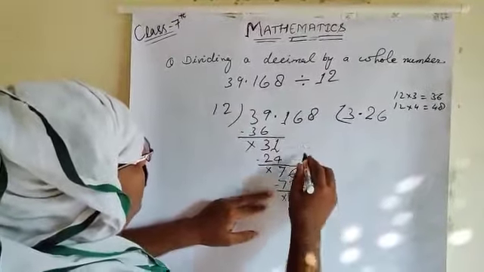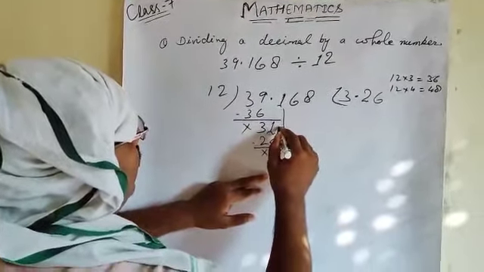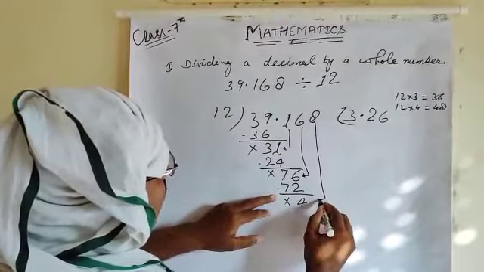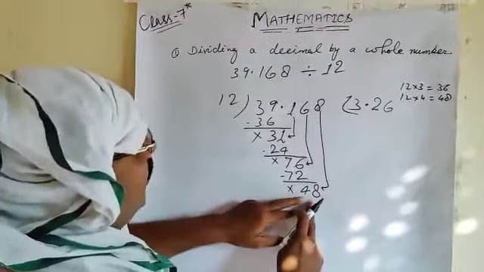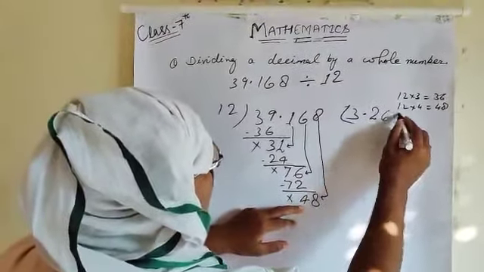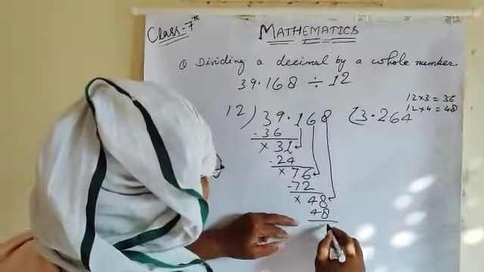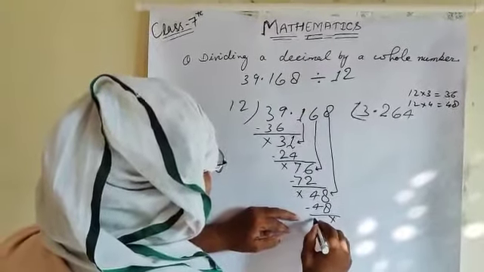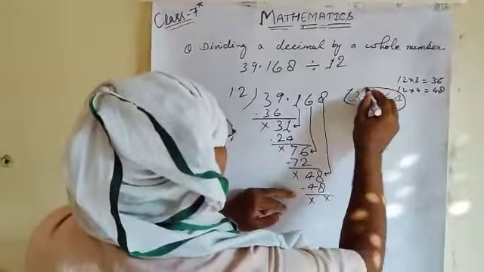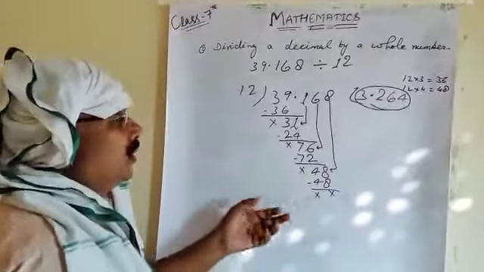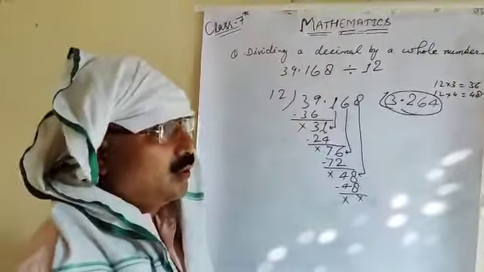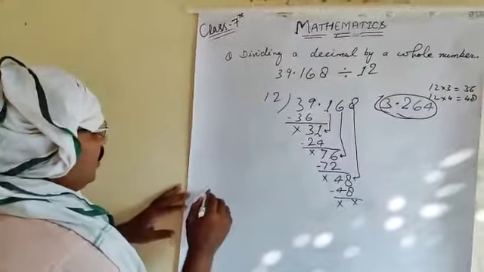Now you will bring down the third decimal number 8, that is 48. Now you will read the table to reach 48. So 12 4s are 48. Now 8 minus 8 is nothing and 4 minus 4 is 0. So that will be your quotient. So in this way, a decimal number is divided by a whole number.